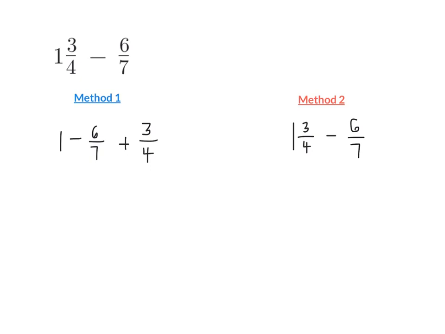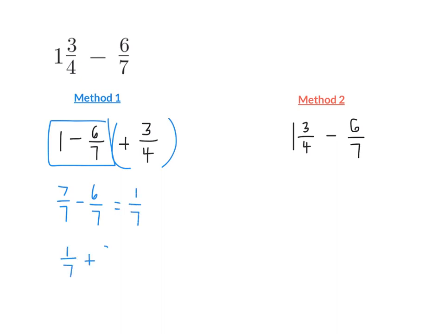Well, there's two methods. In one method, I could ignore the fraction here, the 3/4. I could just say I have 1 minus 6/7, and then I can add that extra bit afterwards. I sometimes like this method. I find it easier because, check this out, okay? So I have 1 minus 6/7. Well, I know that 1 minus 6/7 is the same as 7/7 minus 6/7, right? Which is 1/7. And then I can do 1/7 plus 3/4.